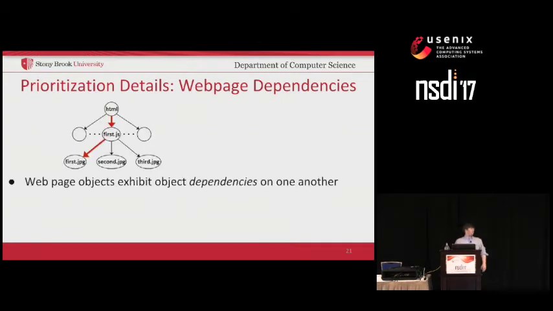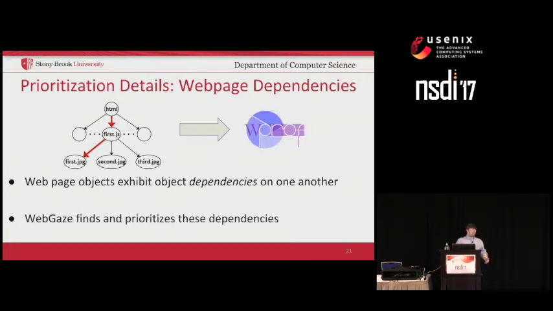Web page dependencies are a well-studied phenomenon in that web objects exhibit dependence on one another. What this means in terms of a prioritization system is that if a user is very interested in a specific image, such as first.jpg, however, this is embedded in the DOM and actually rendered by a JavaScript, here shown as first.js, then it's unlikely to be useful to prioritize first.jpg without prioritizing its dependent script. So WebGaze incorporates web page dependencies by using the wprof tool to do offline analysis of the web page in order to obtain not only the priority set of objects, but the dependencies for these objects to prioritize.